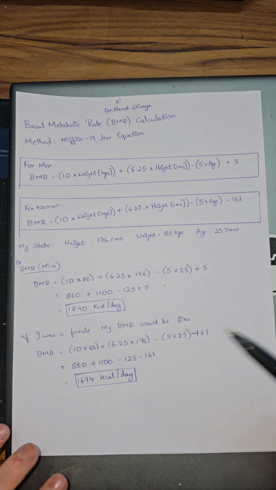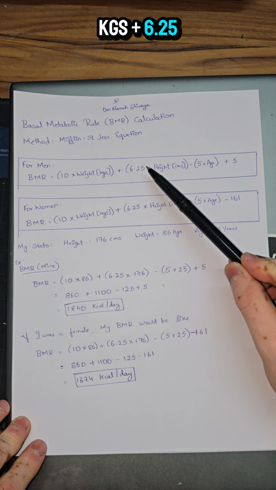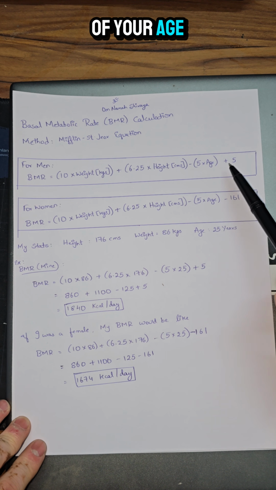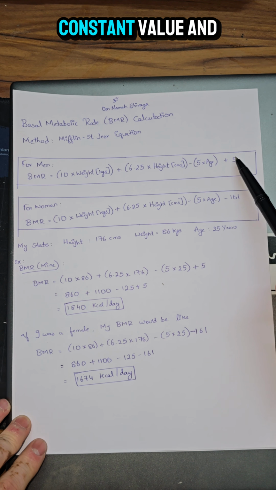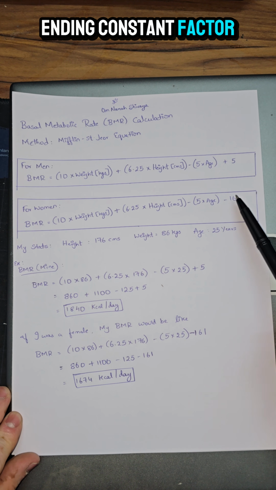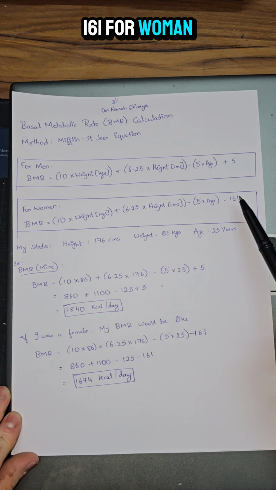Nothing else changes. So the formula goes like 10 times your body weight in kgs, plus 6.25 times your height in centimeters, minus 5 times your age, plus 5. This is a constant value. And for women, the formula remains the same, just that the ending constant factor changes. Here it is plus 5 for men, and here it is minus 161 for women.